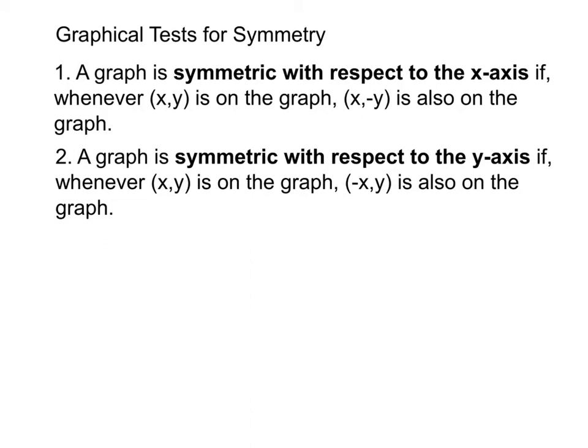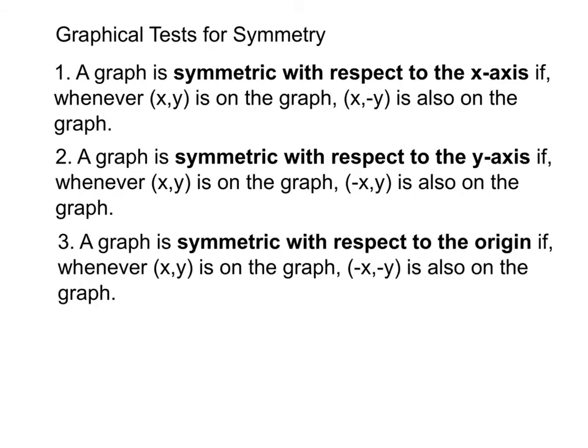Next, a graph is symmetric with respect to the y-axis if, whenever the point (x, y) is on the graph, (-x, y) is also on the graph. And lastly, a graph is symmetric with respect to the origin if, whenever (x, y) is on the graph, (-x, -y) is also on the graph.